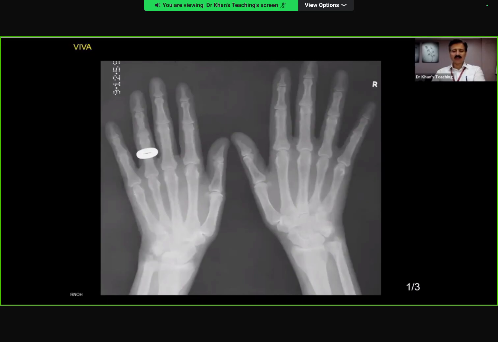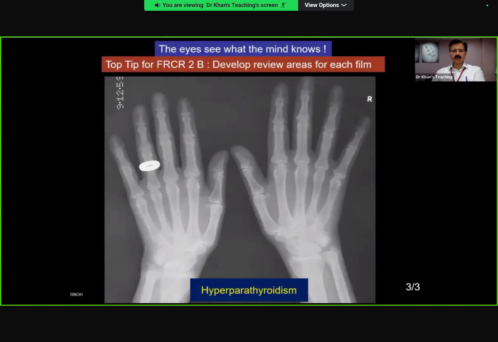So this was a trick film. Trick film, there was a purpose. We know we are doing arthritis, and I have put a film of hyperparathyroidism just to give you some point to remember for the exam. Please remember, in the real world, this is not going to happen that you are told it is arthritis. So basically, what you have to do is develop review areas for each and every film.